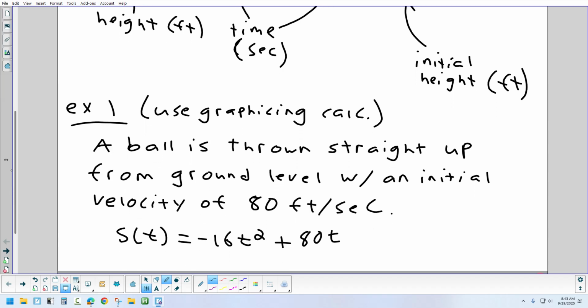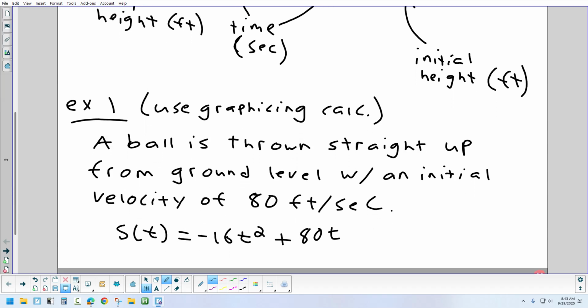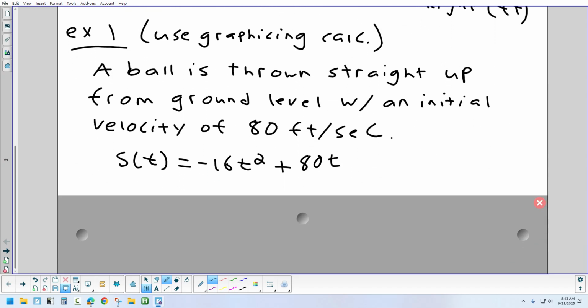And what was the initial height in this one? What's the initial height, Vanessa? It was ground level, which would mean what? 0. Yeah, it was on the ground, which is why I didn't put plus s sub 0, because it's starting on the ground. So we've got an equation right now that represents that situation.